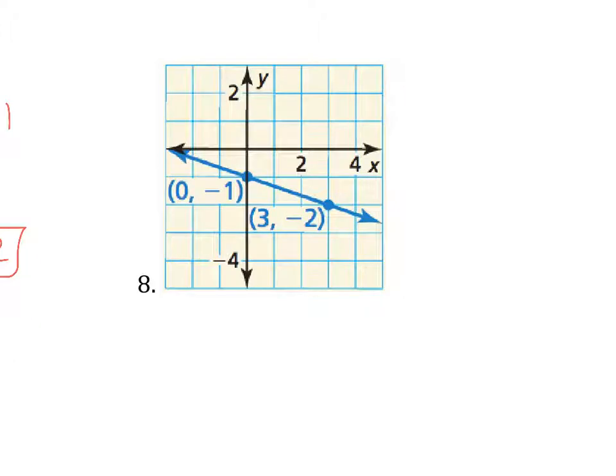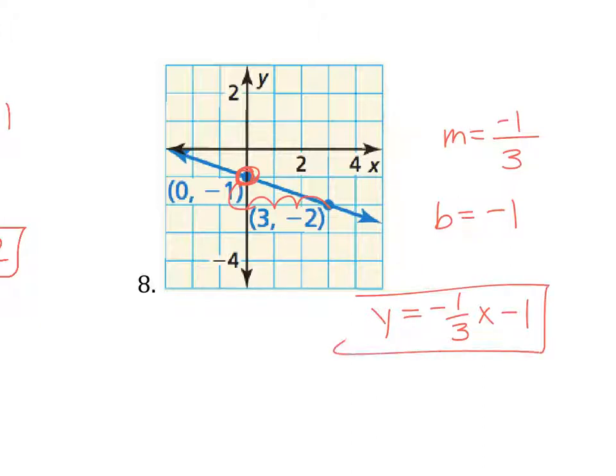So m is down 1, so that's -1 over 1, 2, 3. So -1/3 is my slope. B, my y-intercept, my line crosses right here at -1, down 1. So then I'm ready for y = mx, whoops, I messed it up, didn't I? Should be 1 over 3, x plus b, which is -1, okay? All right, let's move on to the second page.